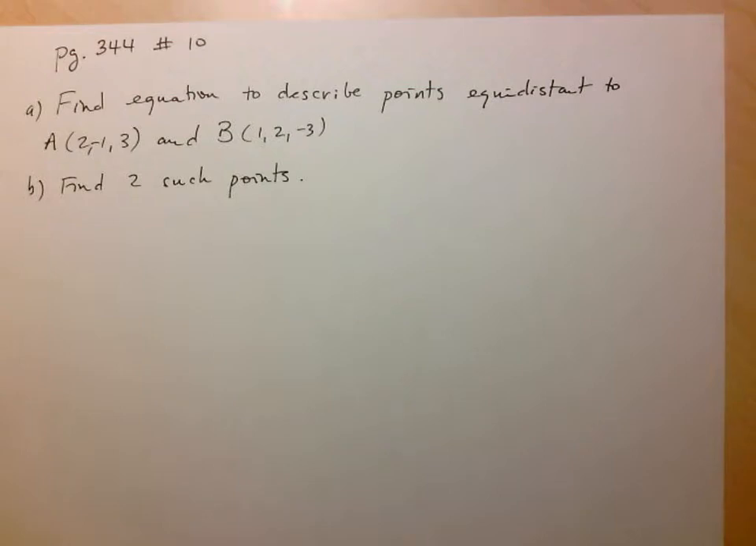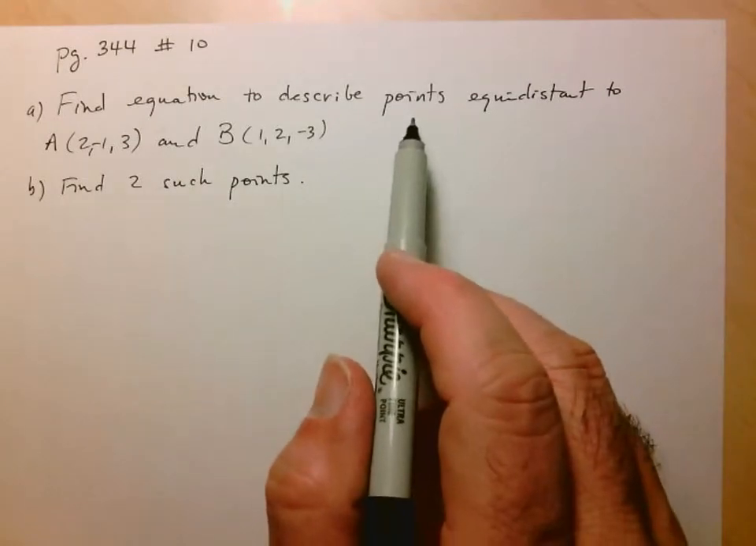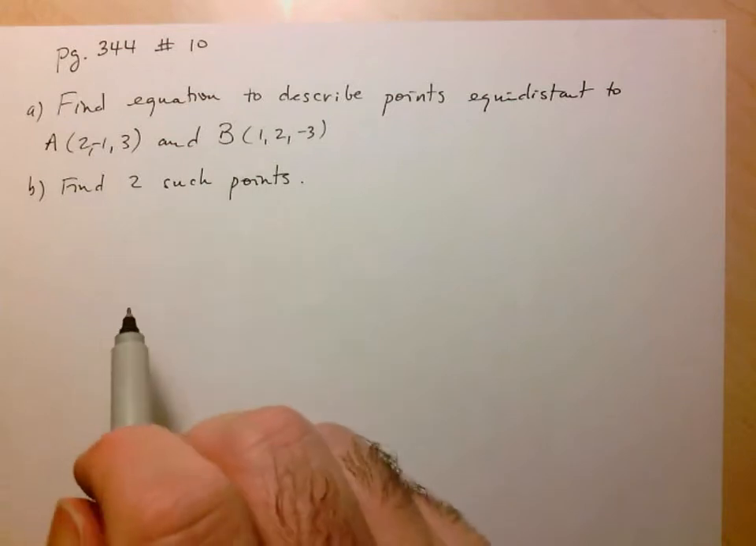Hi folks, we're going to take a look at page 344, number 10 from the Unit 5 assignment. So here, they want us to find an equation that describes all the points which are equidistant, meaning have the same distance to both point A and point B.